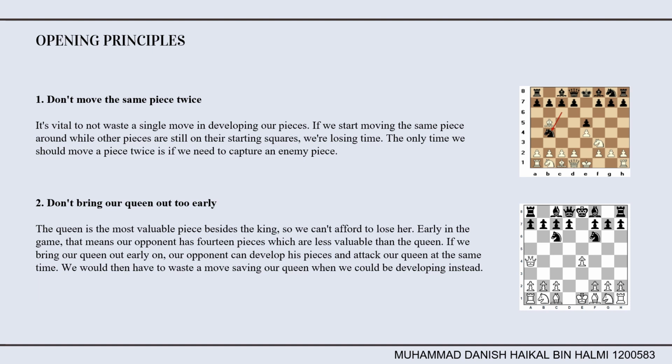The second principle is don't bring our queen out too early. The queen is the most valuable piece beside the king, so we can't afford to lose her. Early in the game, our opponent has 14 pieces which are less valuable than the queen. If we bring our queen out early on, our opponent can develop his pieces and attack our queen at the same time. So we would have to waste a move saving our queen when we could be developing instead.